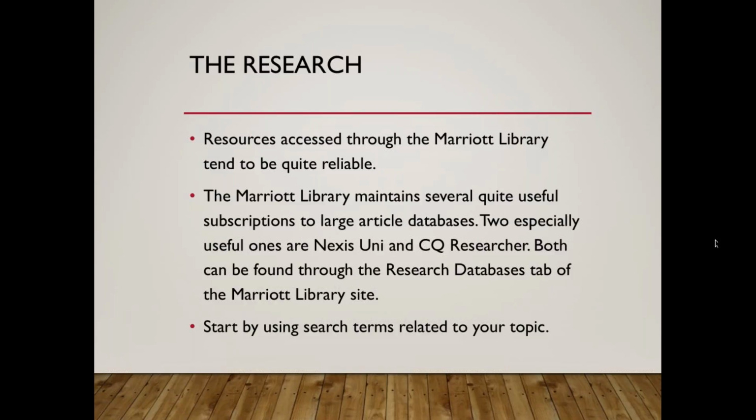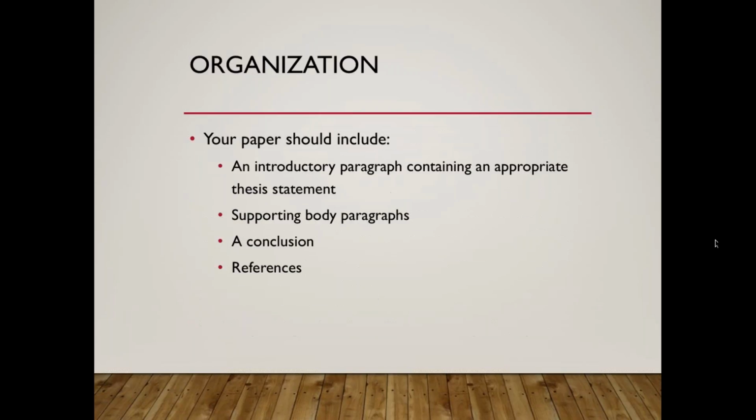As you're working, the Marriott Library will be your best friend. The resources that you access through the Marriott Library tend to be very reliable, and the library maintains a variety of very useful large article databases. So 2 especially useful databases are Nexus Uni and CQ Researcher. Both of those can be found through the Research Databases tab of the Marriott Library website. And if you're just getting started, I would recommend that you start using search terms related to your topic. You'll find an enormous amount of information here. Maybe too much information, but you'll find plenty for your needs. As you're getting started, you want to think about how you're organizing your paper.